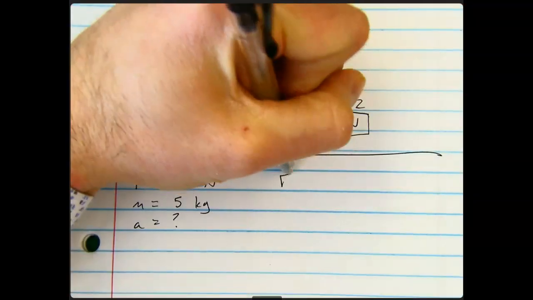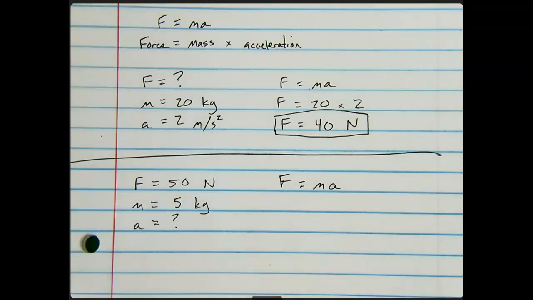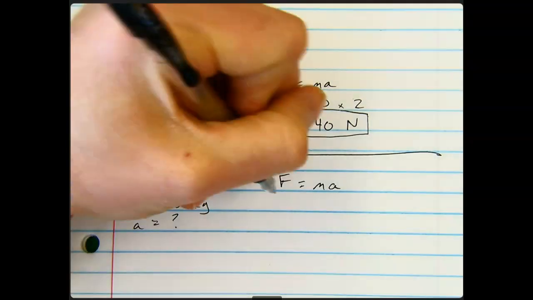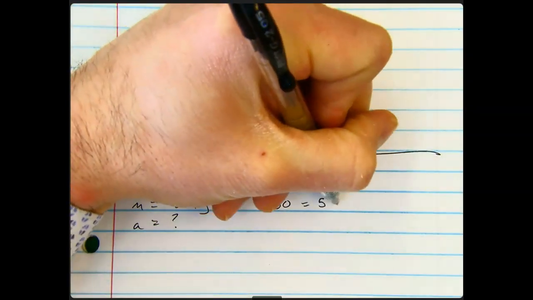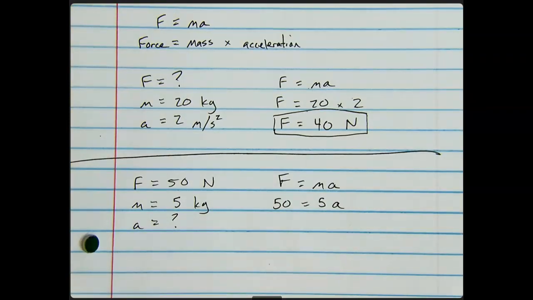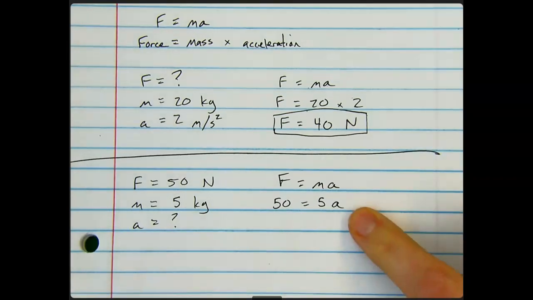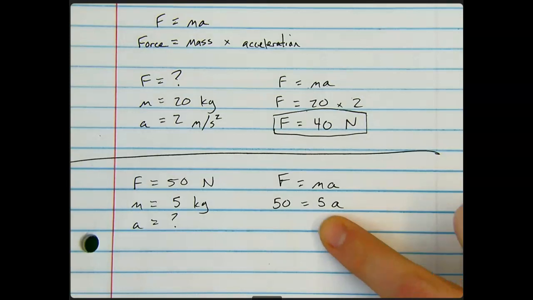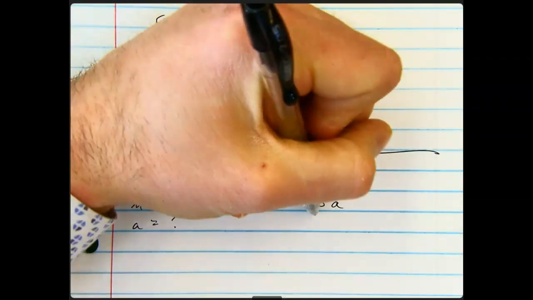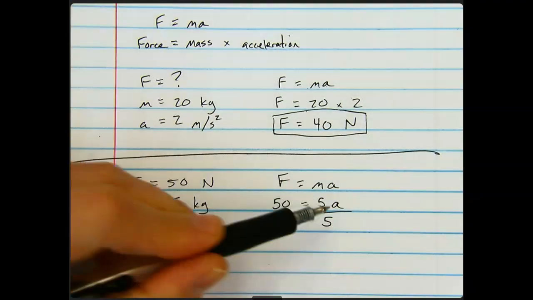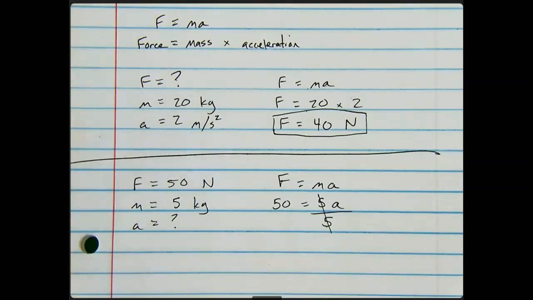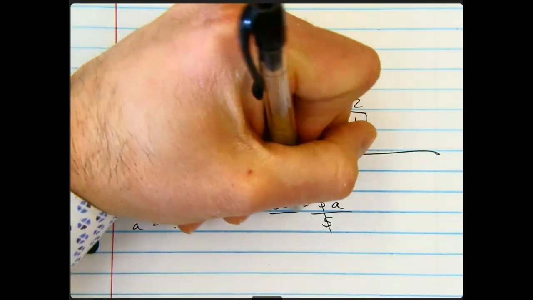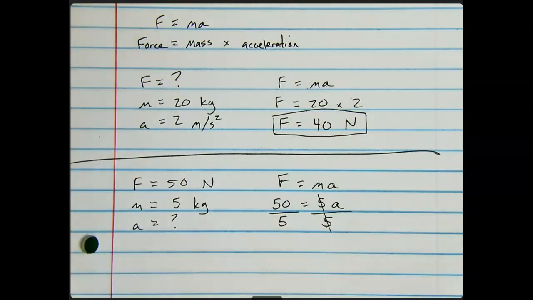I'm going to use that same equation, F equals ma. I'm going to plug in my numbers that I know. I know force is 50, and I know mass is 5, but I don't know A. So I'm just going to leave A there. A is a variable that I have to find. From here, we're going to do some division. I want to get this A by itself. To get that A by itself, I need to divide by 5. I'm going to divide this side by 5. 5 divided by 5 is 1, so that cancels out. But whatever I do to one side of the equal sign, I have to do to the other. So I have to divide this by 5 as well. So 50 divided by 5.